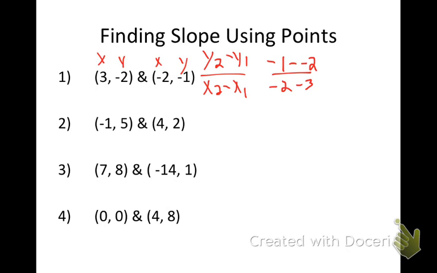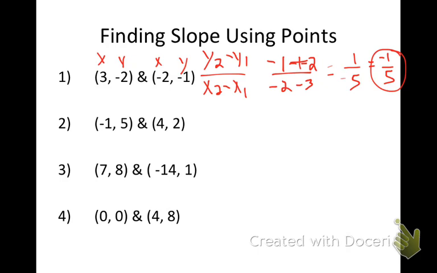Well, what's negative 1 minus negative 2? That's going to give me a positive 1. Negative 2 minus 3 gets me a negative 5. So 1 over negative 5 is really going to be what? Negative 1/5. Why do I write it that way? Because the negative should always be in the numerator. All right? So take a couple seconds, find the slope of the next 3 on your own.